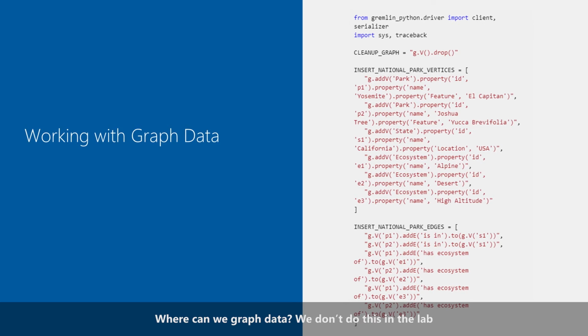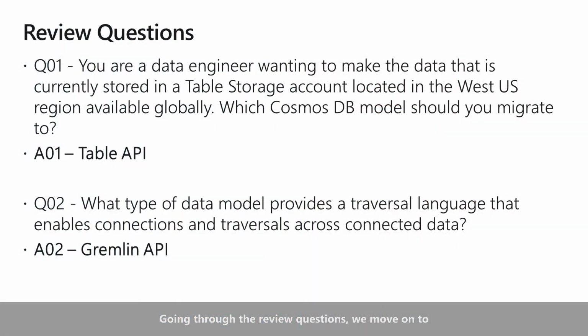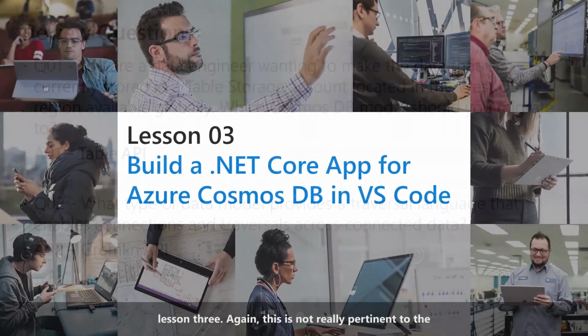Working with graph data. We don't do this in the lab, but it's to give you an example that using Python, we can insert data. Here we've got information about the various national parks in the California area and how we can work with that to create what are called vertices and edges. Makes sense. Going through the review questions, we move on to lesson 3.